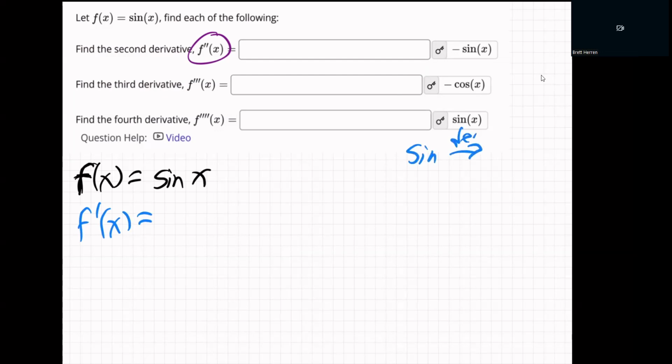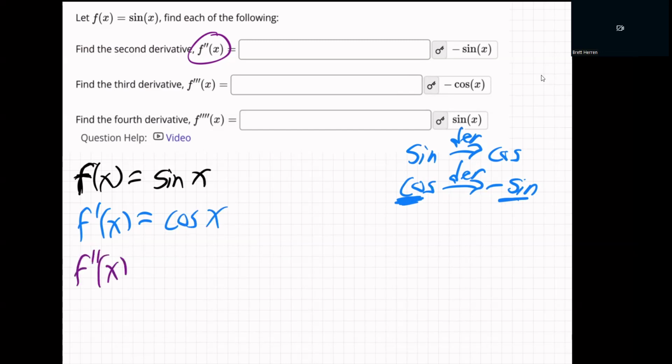The derivative of sine is cosine. And the derivative of cosine is negative sine. Remember, the derivative of co-functions is always negative whatever. So the derivative of sine will be cosine. There's the first derivative, which they didn't actually ask us for.